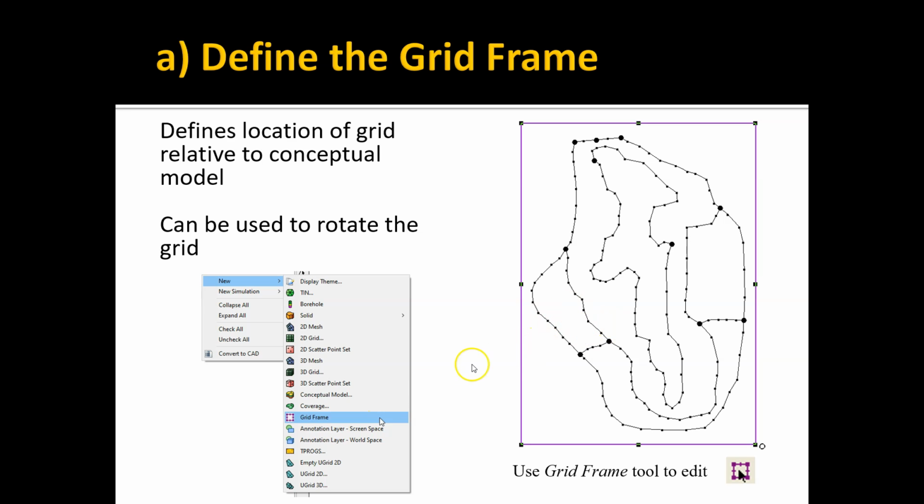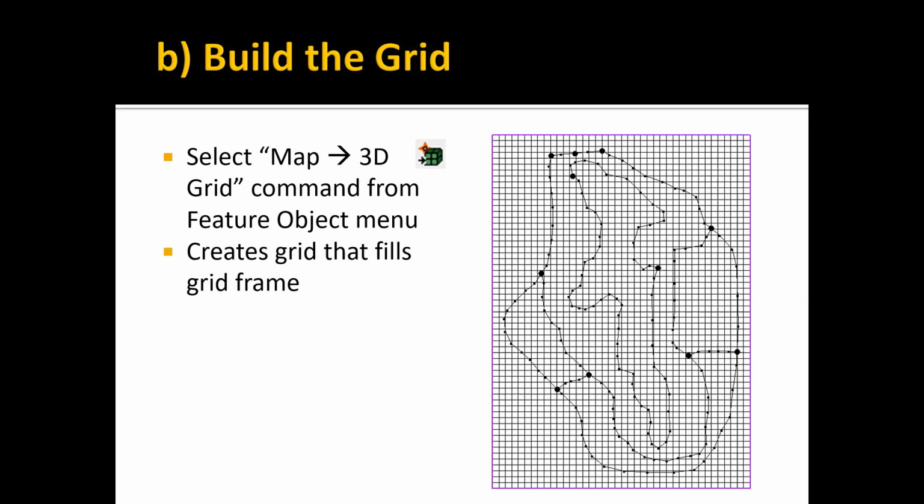And also, if you right-click on the grid frame, there's an option to automatically fit it to your conceptual model, so it'll just automatically snap to the size and location of your conceptual model. And you only have to do that once it's set up. Then when you build your grid using the Map to 3D Grid command, it brings up the Create Grid dialog, but the origin and the widths are automatically fit to the grid frame. All you have to do is tell it how many rows and columns you want, and then it builds that grid very, very quickly and easily.